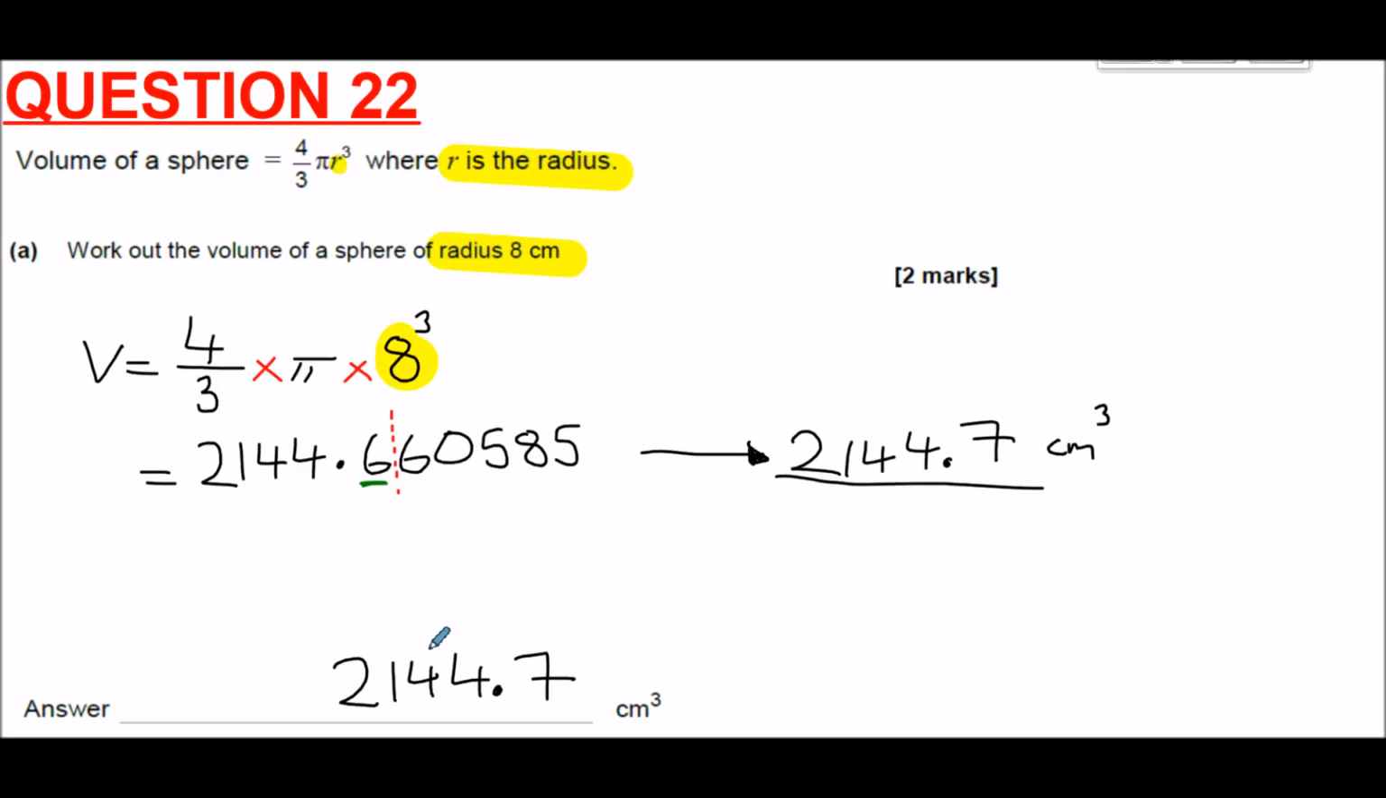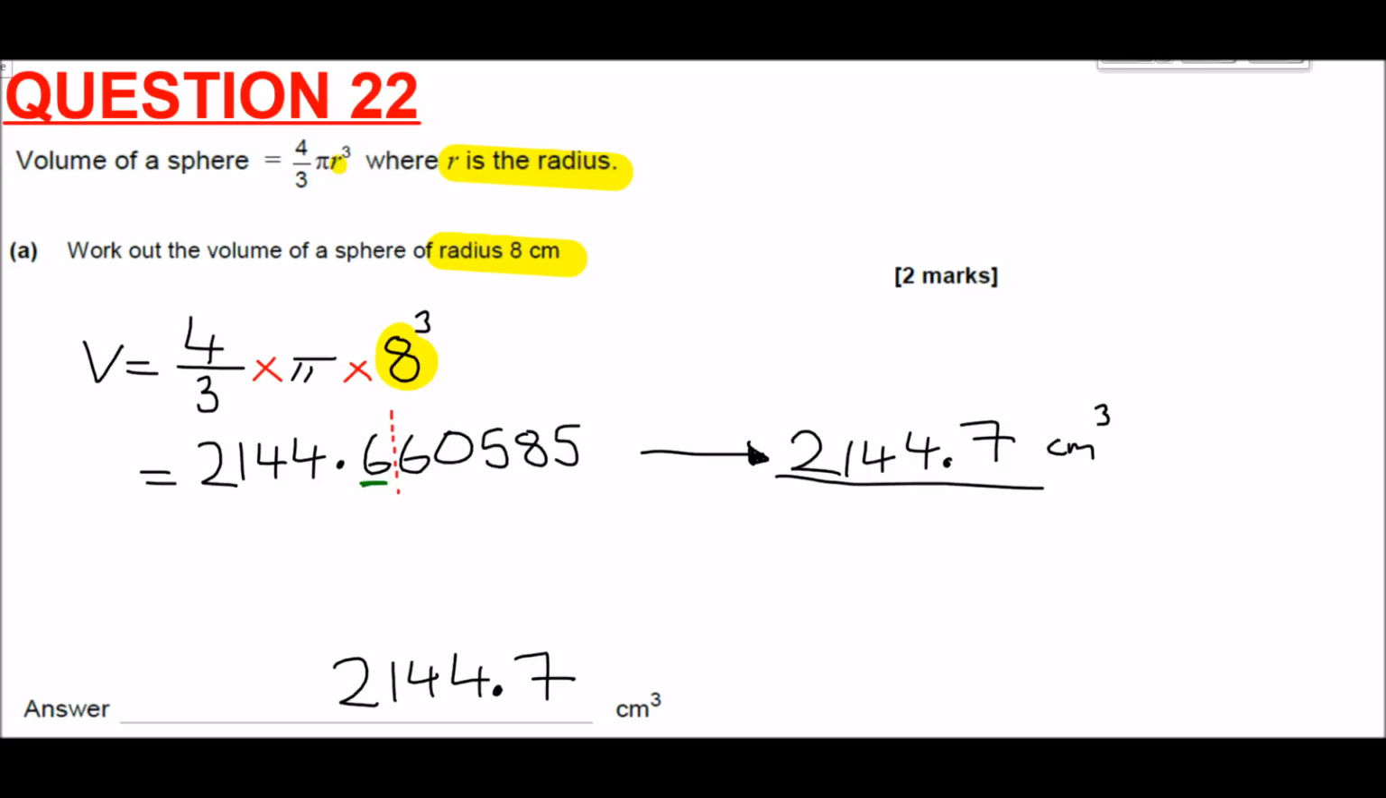You could have, I suppose, rounded it as well to the nearest whole number, which would have been 2145. As long as your rounding is sensible and you're comfortable rounding, you can round it. If in doubt, just put what your calculator says if you're not sure what to round it to, or if a question doesn't say what to round to.